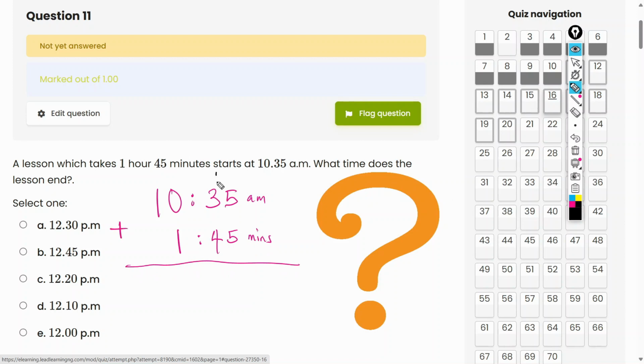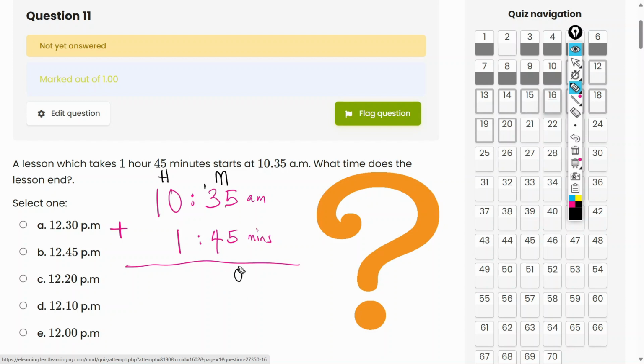So this is our minutes place and this is our hours place. So we are adding 35 minutes to 45 minutes. 5 plus 5 is 10. So that's 0, carry 1. 1 plus 3 is 4. 4 plus 4 is 8. So 80 minutes.